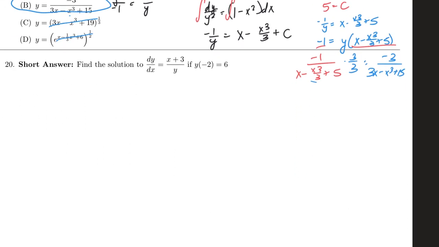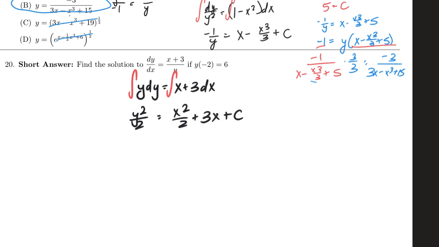Short answer, same idea. Y is on the left. Here we just multiply by y. X is on the right. So we can take antiderivatives. Antiderivative of y is going to be y squared over 2. It's going to be x squared over 2 plus 3x plus c.